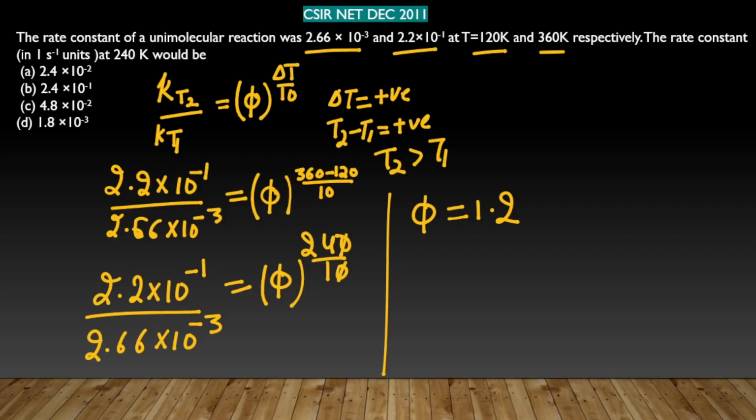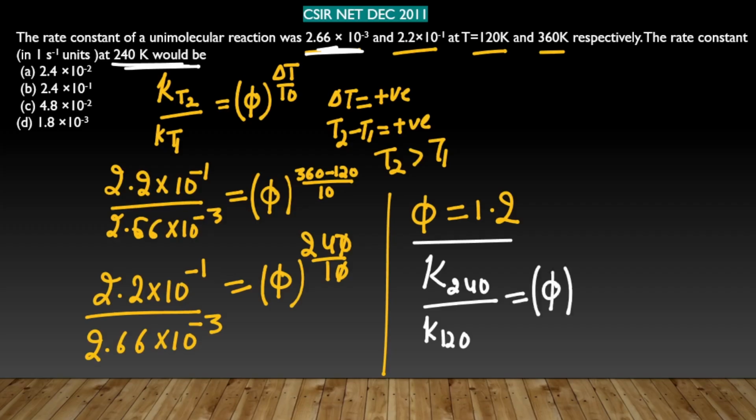Now you know this temperature coefficient. For some other temperature, 240 Kelvins, you have to find the rate constant. You can use one of the data at the temperature 120 Kelvin, if that is given to us. So the rate constant at 240 Kelvins upon the rate constant at 120 Kelvins is again equal to phi raised to the power of the temperature change, now 240 Kelvins minus 120, upon 10, right?